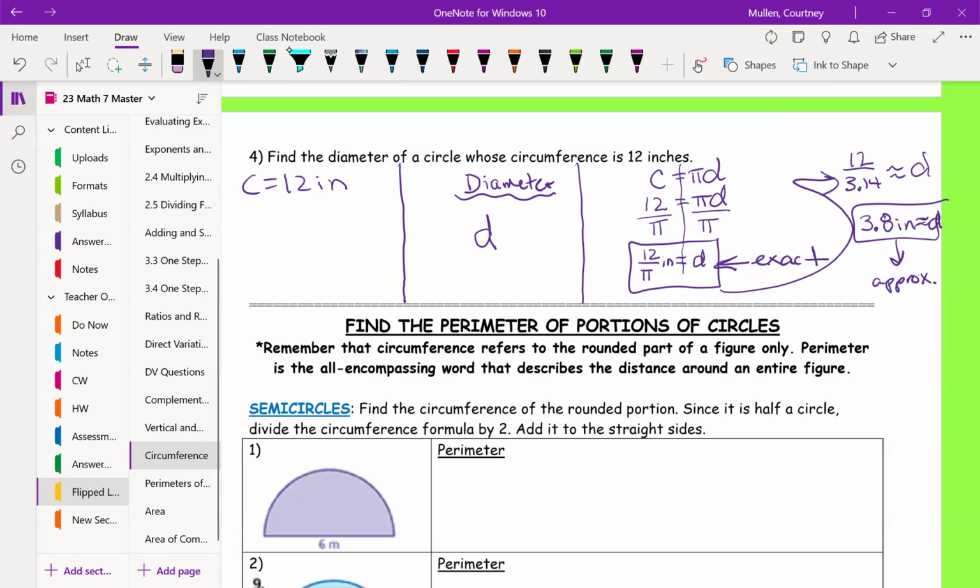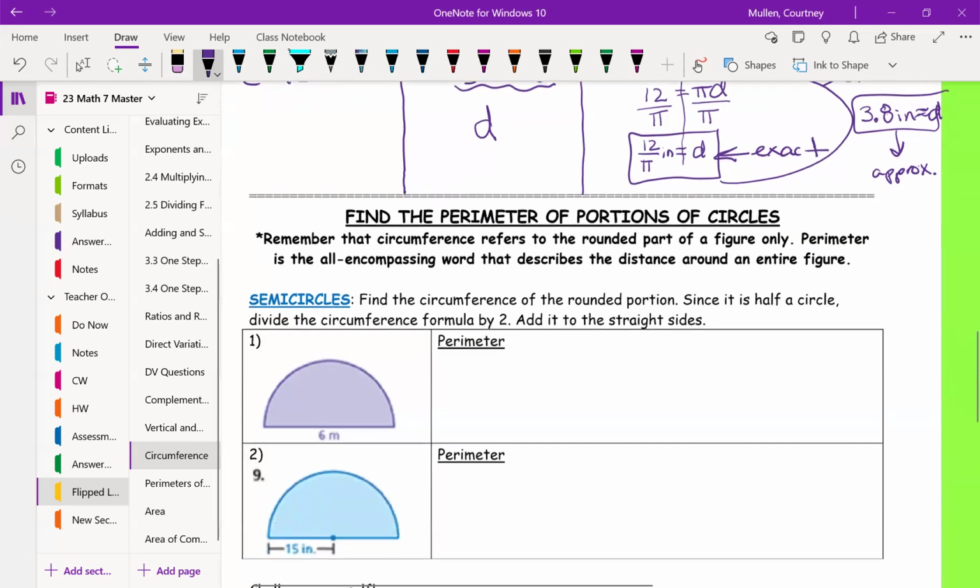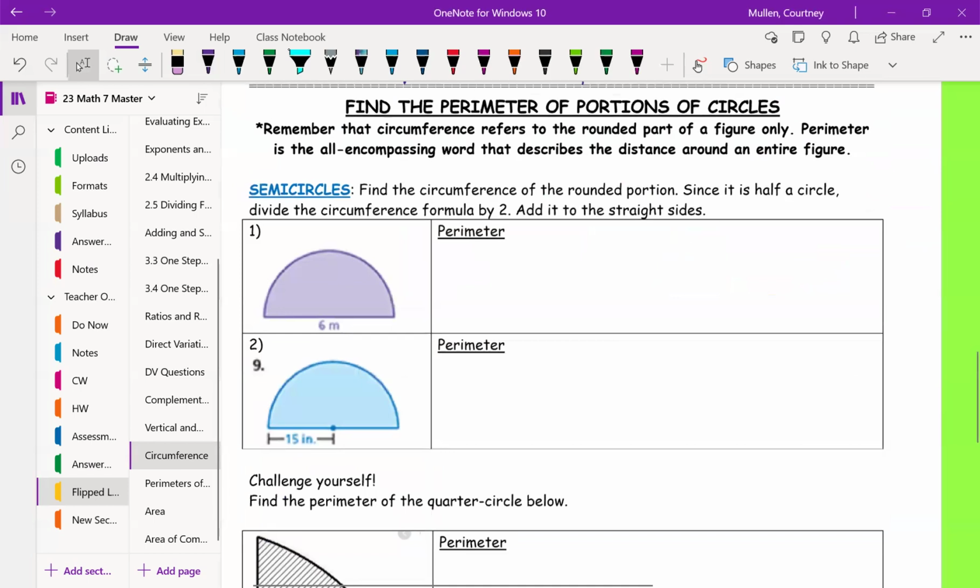Now, we've just been working on full circles. Let's talk a little bit more. So if we're going to find the perimeter of portions of circles, remember that circumference refers to the rounded part of a figure only. Perimeter is the all-encompassing word that describes the distance around an entire figure. So if we're working on a semicircle, it says find the circumference of the rounded portion. Since it's half a circle, divide the circumference formula by 2, and then add the straight sides.